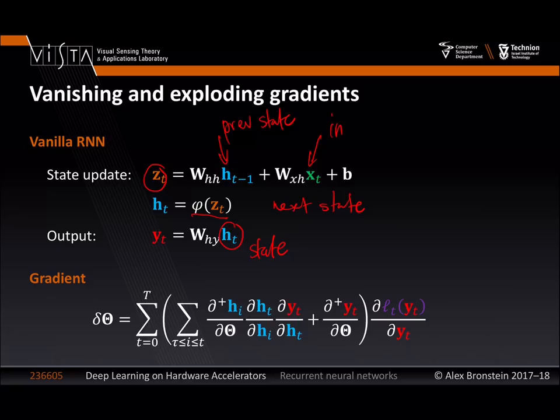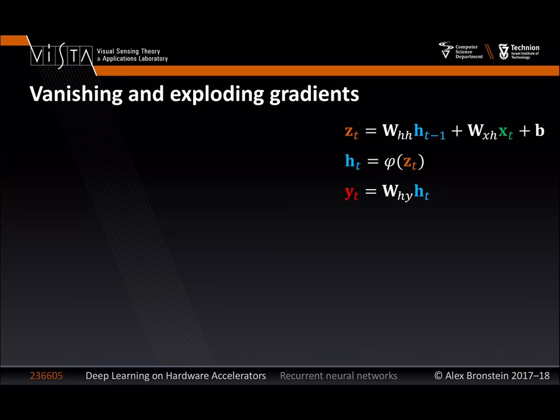And we saw last time also that this is how we compute the gradient. I would like to concentrate on this term, the Jacobian of h_t over h_i. This is basically how the error propagates back in time. So let's concentrate on this term. Again, we have this expression for the RNN, for the state update and the output. Actually, I don't really care about the output. I care more about the state update.